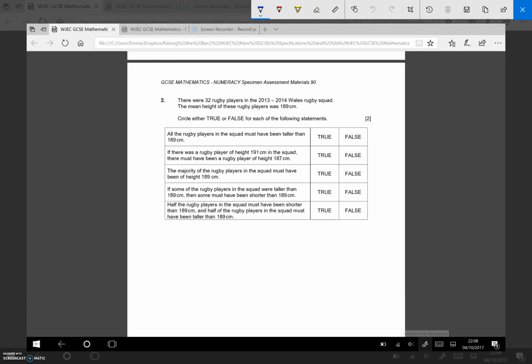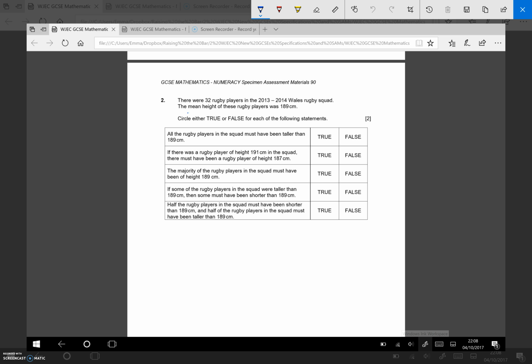Right, this is question 2 on the paper. It's checking your understanding of averages. It says there were 32 rugby players in the 2013-2014 Wales rugby squad. And it says the mean height of the rugby players was 189. So it's saying the average height was 189 centimetres.